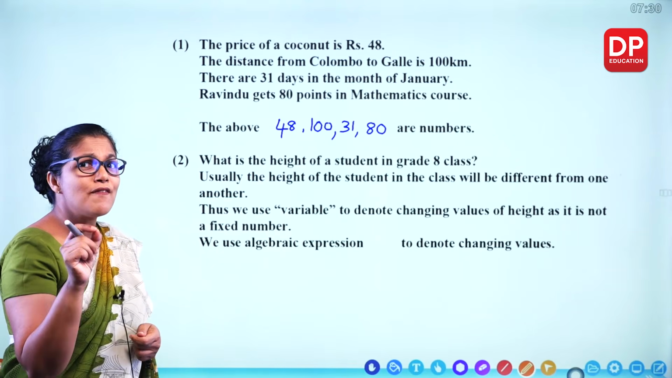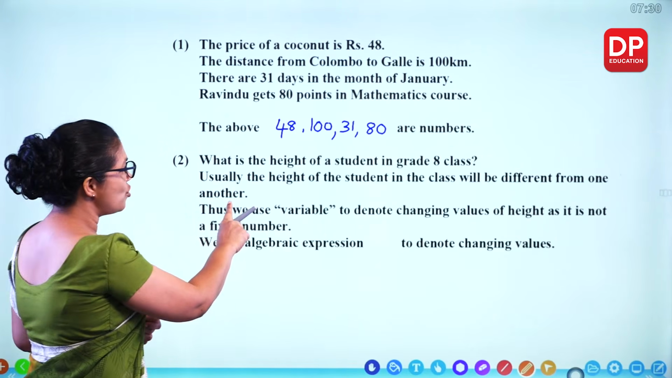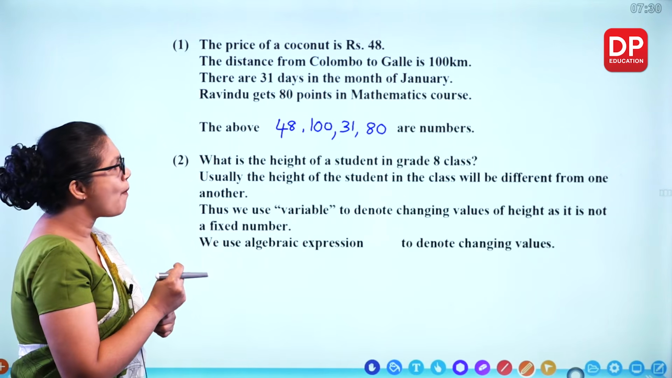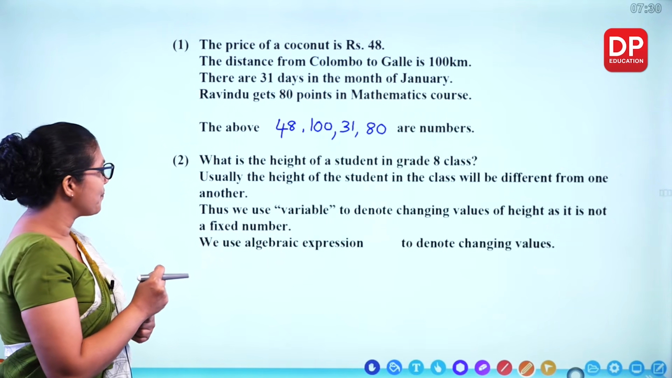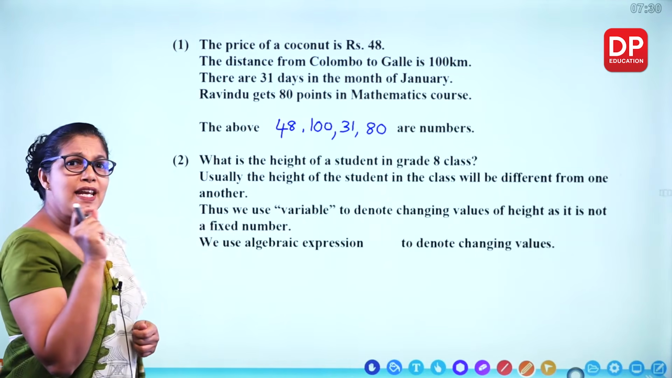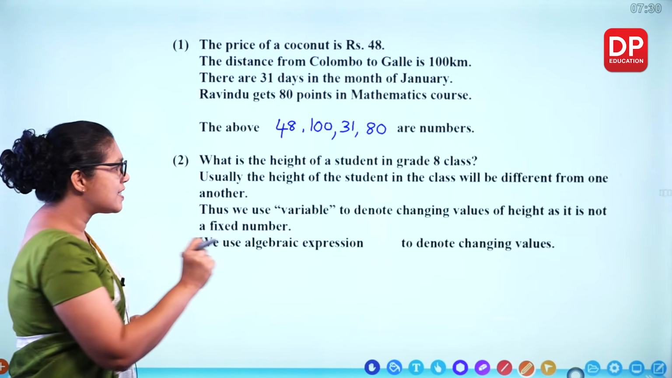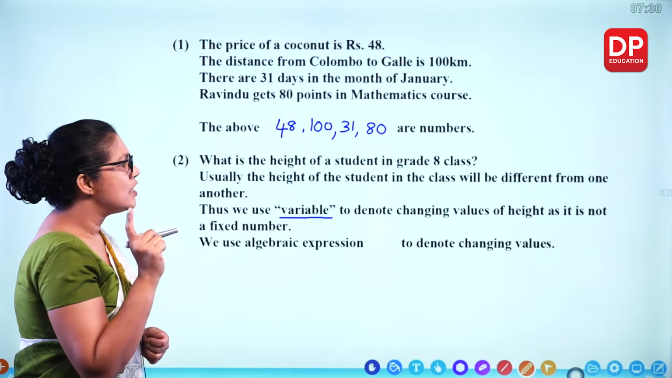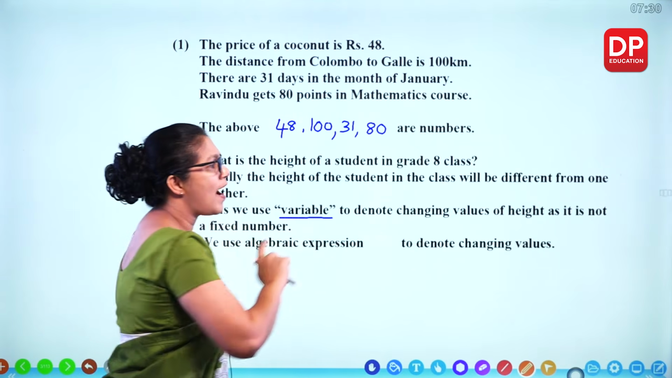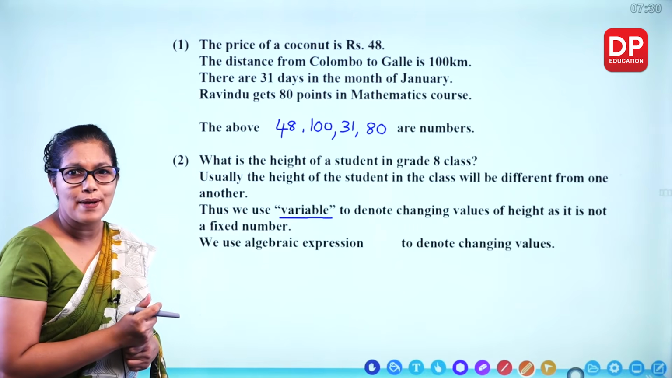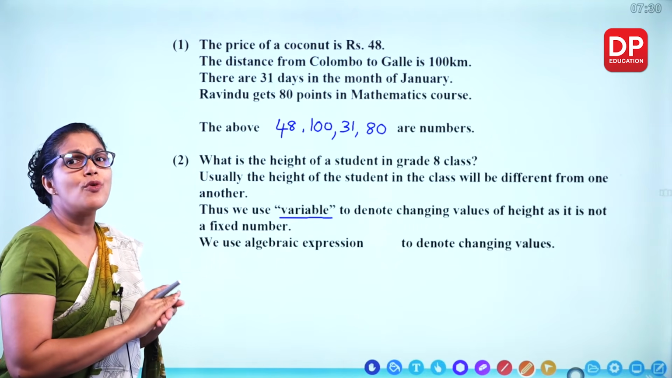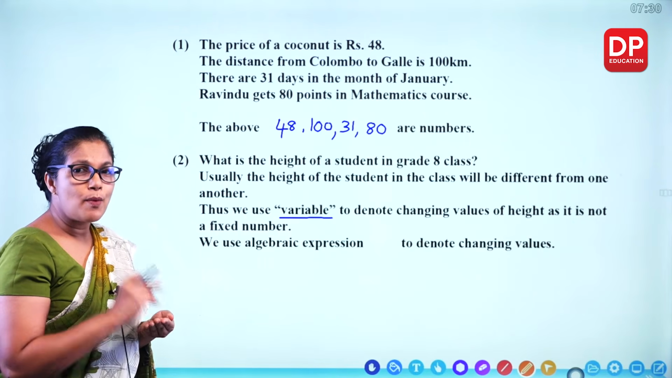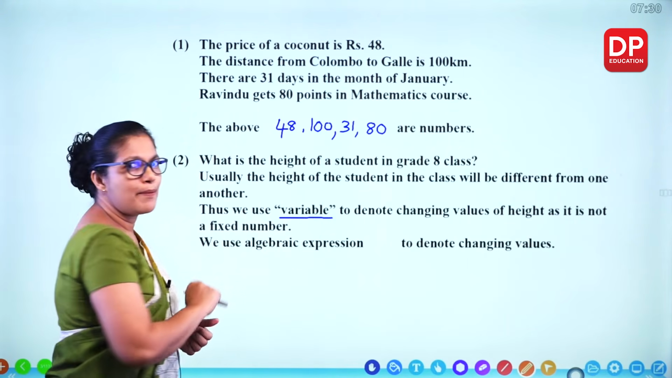If I ask you a question, what's the height of a student in a grade 8 class? We can't give a specific value. Usually the heights of the students in the class are different from one another. So we need to define a term called variable. What's a variable? The height is changing, it is not a fixed number. When the value is changing, we call it a variable.